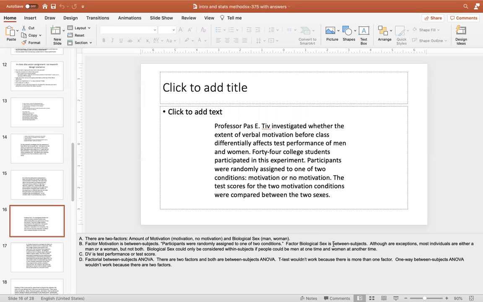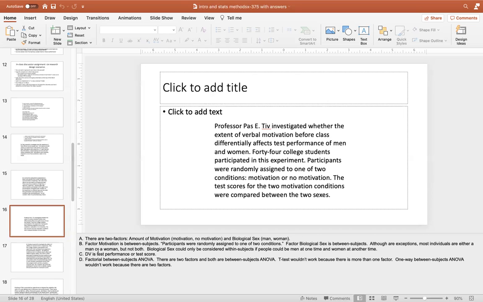For the factor biological sex, you kind of had to read between the lines to know that that's a between subjects factor, because you cannot actually randomly assign people to be men or women. You know it's between subjects because with only a small amount of exceptions, people are generally categorized as either men or women. And you certainly cannot perform an experiment where on one day people come into the laboratory and they're in the man condition, and the next day they come into the laboratory and they're in the woman condition. That can't happen. Therefore, you kind of have to infer that biological sex is a between subjects factor.